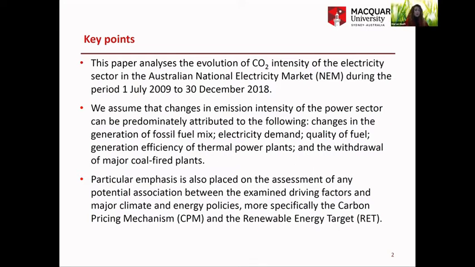In Australia, the major climate and energy policies to decrease emissions are the carbon pricing mechanism, which was already repealed by our new government. So it was only in place between 2012 and 2014. That's why we investigate the impact of this policy on emission intensity, along with the renewable energy target. This is an ongoing policy, and we believe it could impact emission intensity significantly because it resulted in a higher share of renewables in the generation mix. So that's why we take it into consideration.